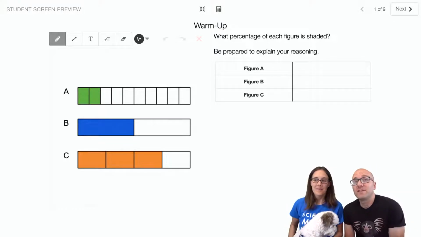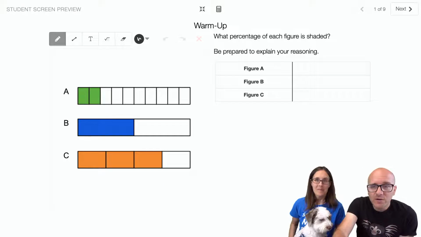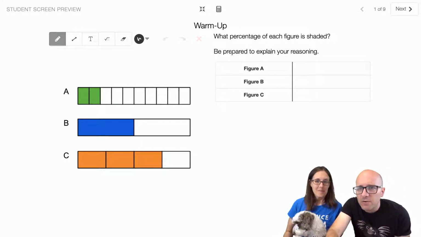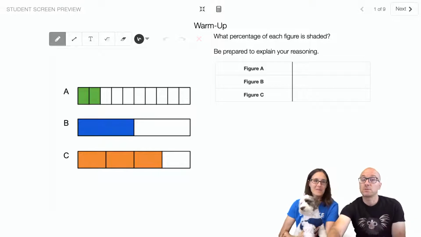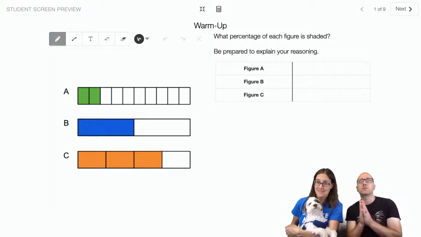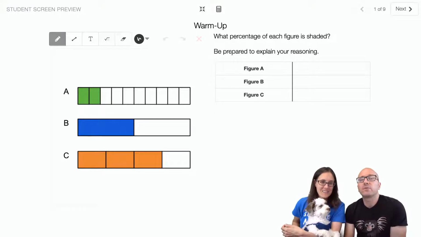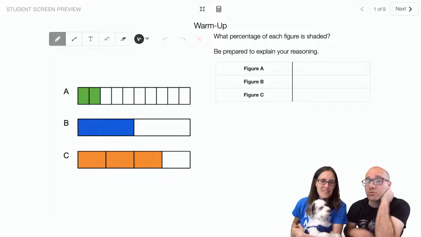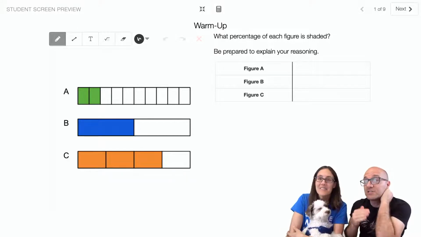We have 3 different figures here. Figure A, figure B, and figure C. I'm going to see how we've managed to do so far. It looks like a good chunk of the class has not only attempted, but actually managed to get it right. I'll give you another minute, because I want you to think about these. These are 3 separate questions, but in each figure, what percentage is shaded?